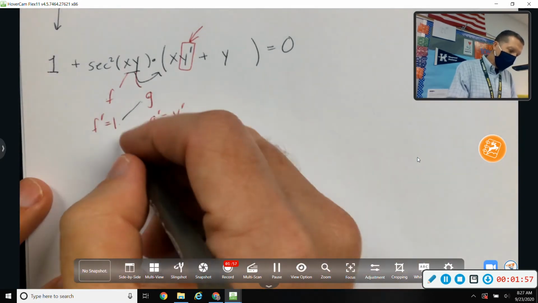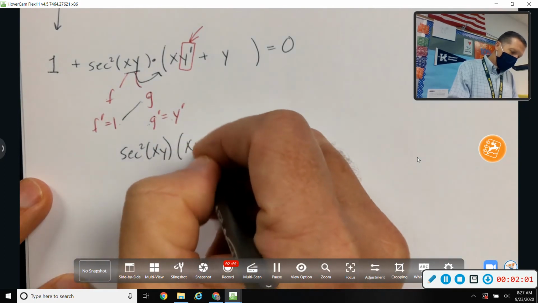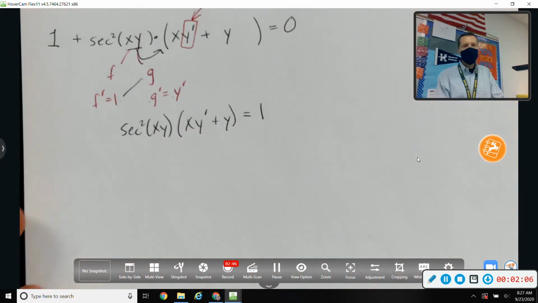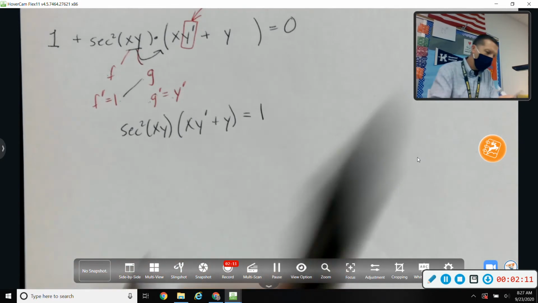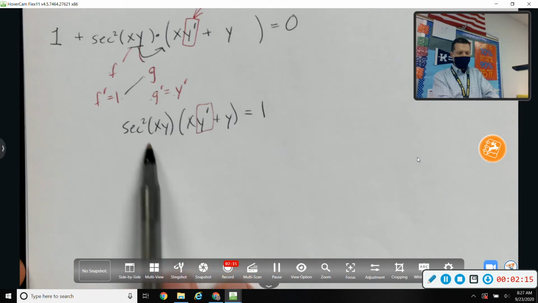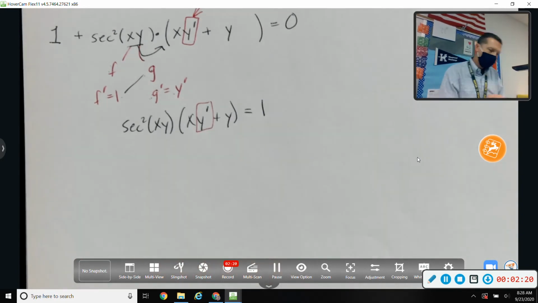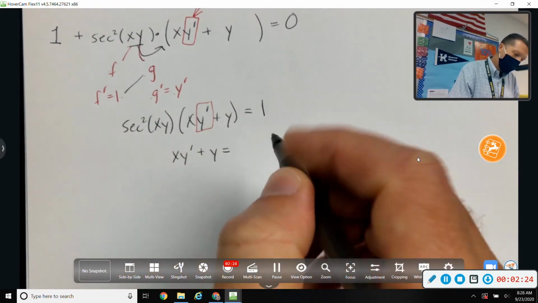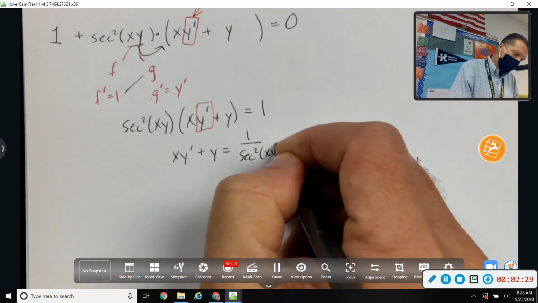So let's move the 1 over. I could distribute, but I don't really want to distribute because I'm trying to get y prime by itself. So instead of distributing it, let's divide it. And let's start peeling the layers off to get to y prime by itself. So xy prime plus y equals 1 over secant squared xy.